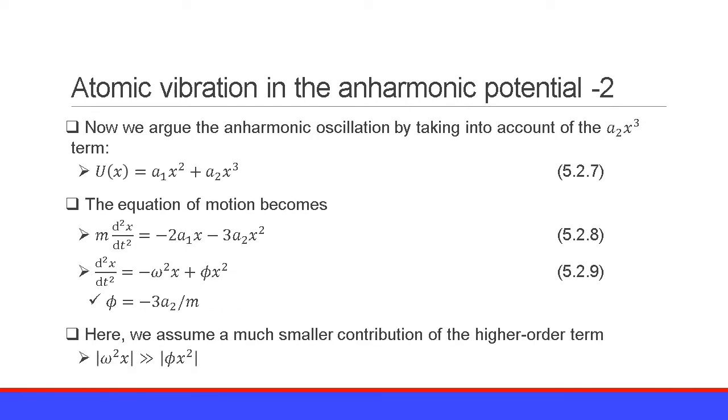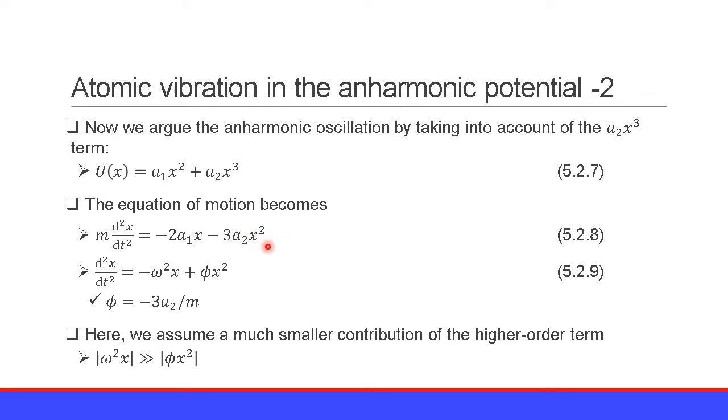Then we come back to the anharmonic oscillation by taking into account the a2 x cubed term. So the potential is a1 times x squared plus a2 times x cubed. Then the equation of motion becomes m times the second derivative of the displacement x with respect to time is equal to minus 2a1 x minus 3a2 x squared.